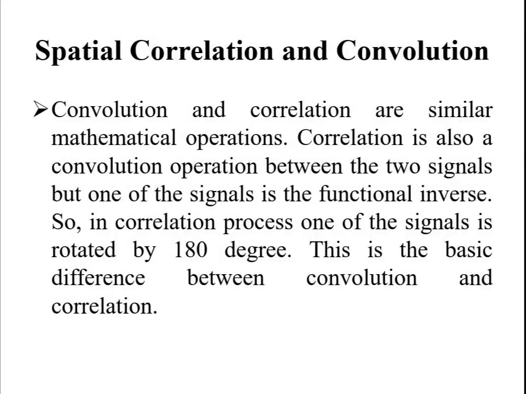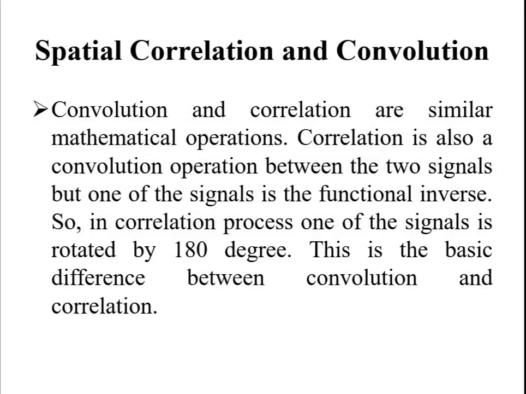Then our next topic is spatial correlation and convolution. There are two closely related concepts that must be understood clearly when performing linear spatial filtering. One is correlation and the other is convolution. Correlation is the process of moving a filter mask over the image and computing the sum of products at each location exactly. The mechanism of convolution is the same, except that the filter is first rotated by 180 degrees. The best way to explain the difference between the two concepts is by example.